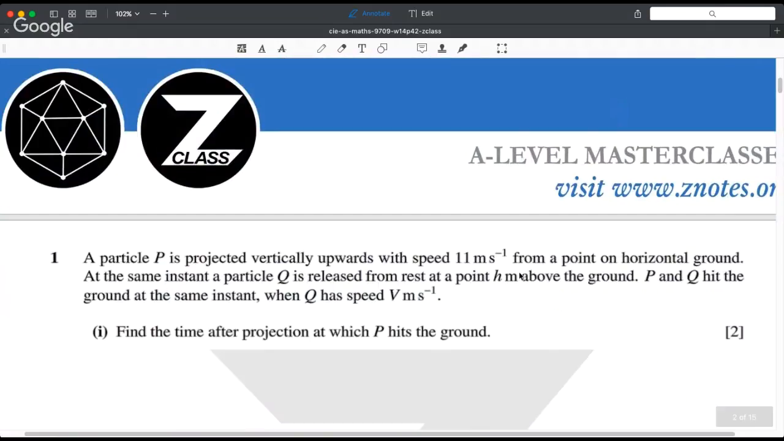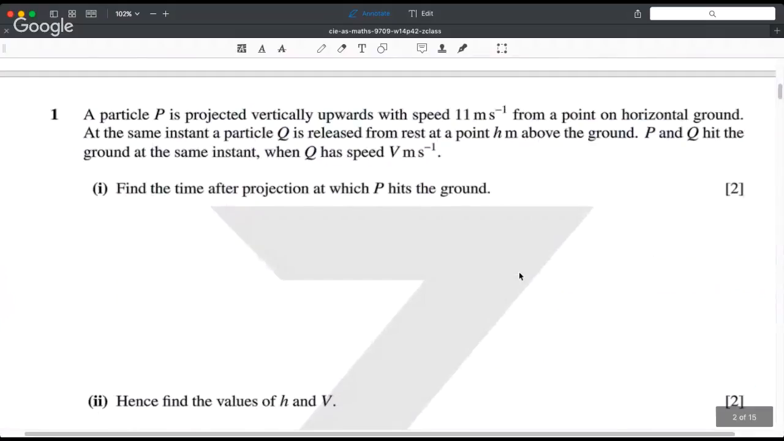So we'll get started. The first one is about two projectiles, a classic question, being projected, and then looking at their motion after projection. All of this is going to depend on two things. Firstly, the velocity at which they're projected and the acceleration that they subsequently undergo.